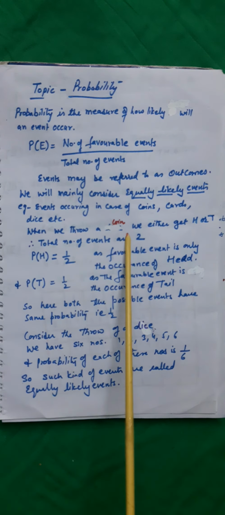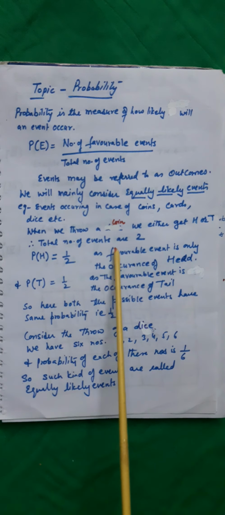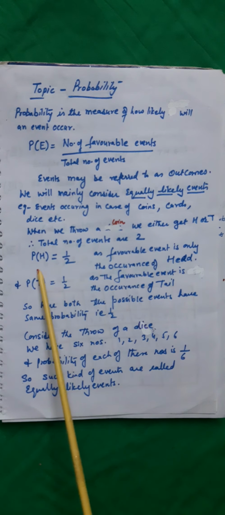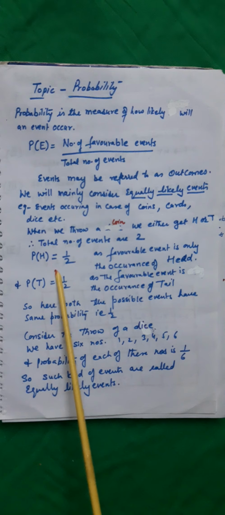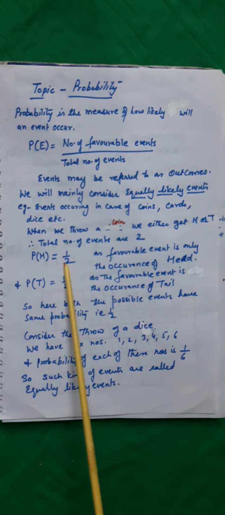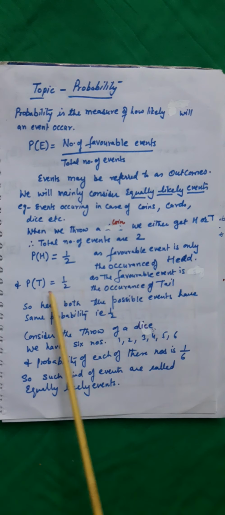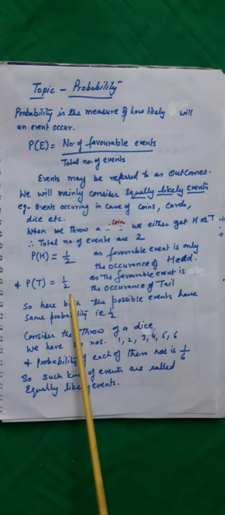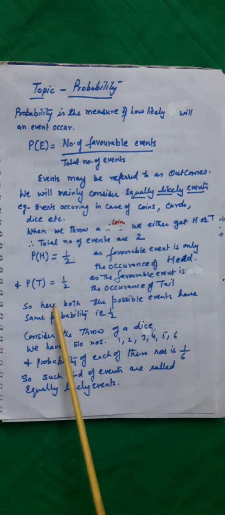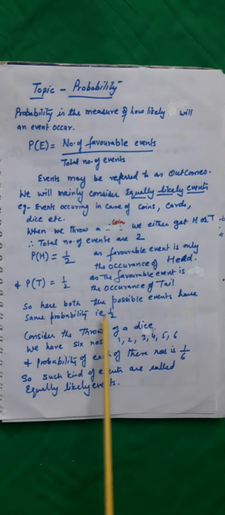When we throw a coin, we either get head or tail. Therefore, the total number of events is 2. If I ask what is the probability of head, it will be 1 by 2, because favorable is 1 out of head and tail. And if the probability of tail is to be taken, it will be 1 upon 2 because tail will be favorable. So here both the possible events have the same probability, that is 1 upon 2.